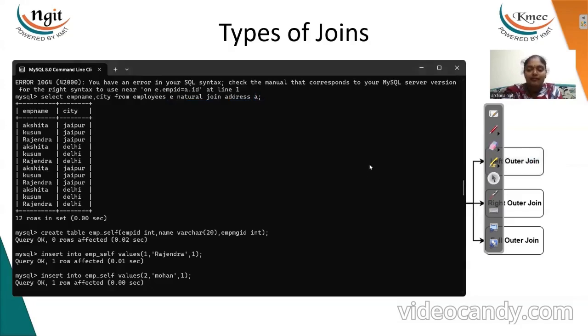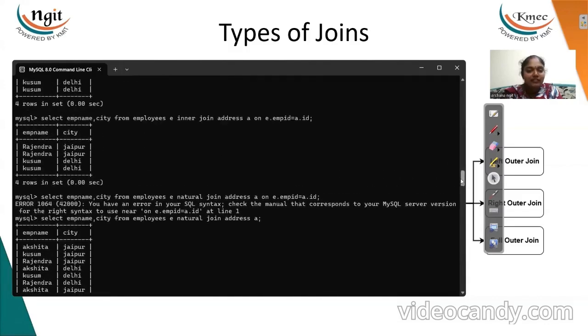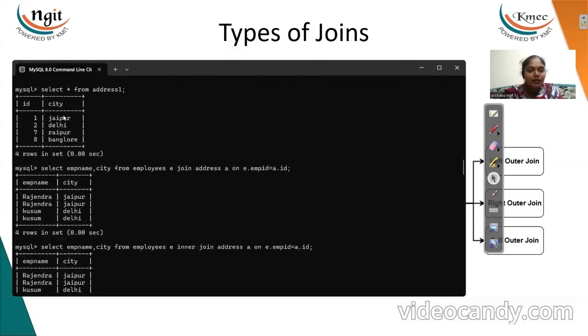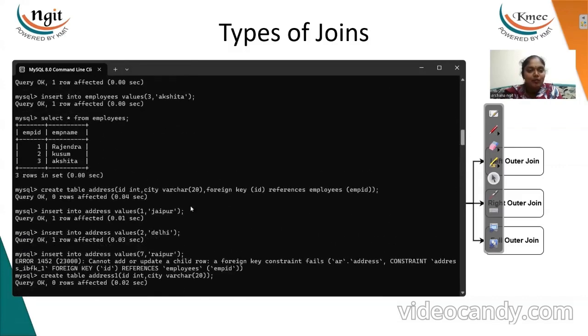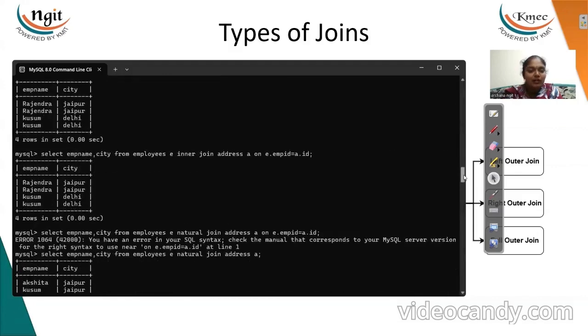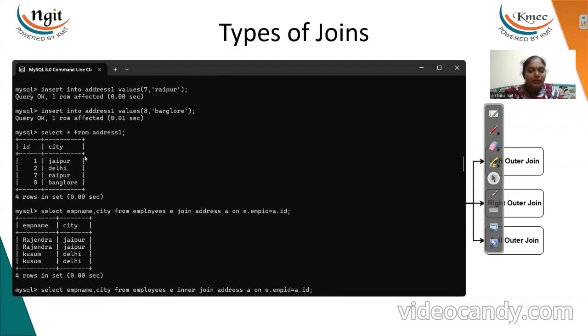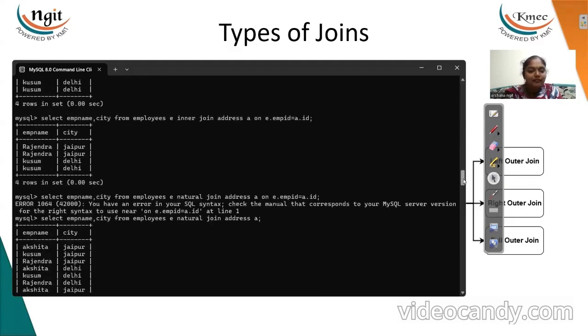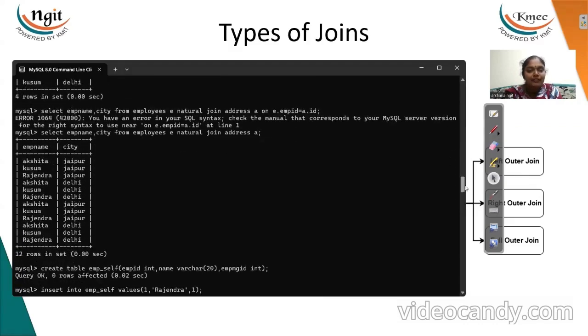So how does it get done? I have already shown you the table contents. The first record is 1 Rajendra, with the record with ID number 1 Jaipur. So Rajendra Jaipur gets displayed as the first record.